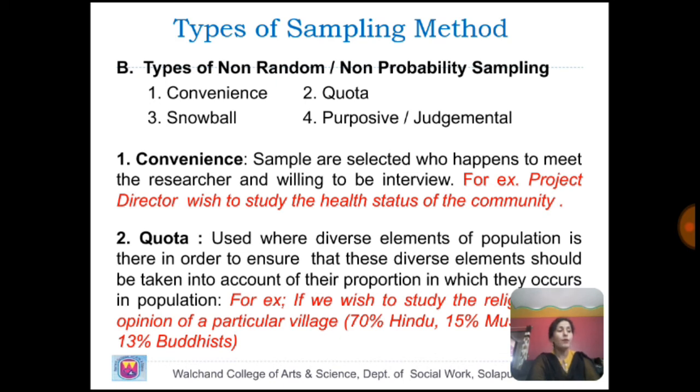But he or she will have to stop asking the Muslim population when we have 15 responses from the Muslims, and stop taking interviews of Buddhists when we have 15 responses. And he can continue sampling Hindus till he has 70, so that the religion-wise composition of the sample matches that of the total population of the village under study.